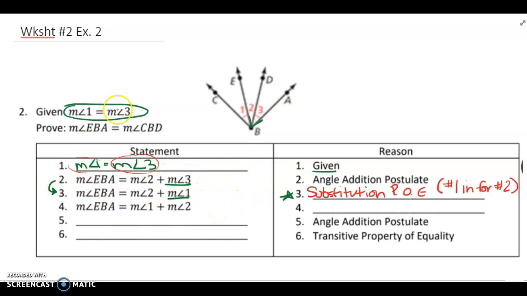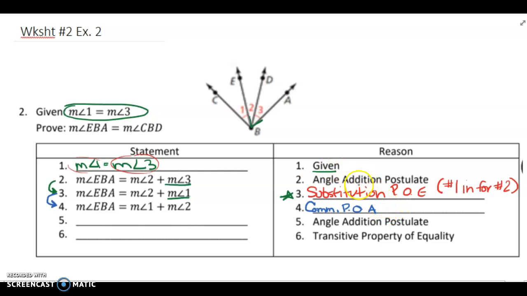Now, how did I go from 3 to 4? The measure of angle EBA is 2 plus 1, and then I just changed it to 1 plus 2. Well, guys, the commutative property of addition tells you that you can add 2 things in either order and it doesn't change. Like 3 plus 5 is the same thing as 5 plus 3. That's where that came from.